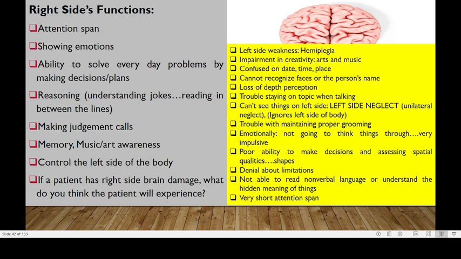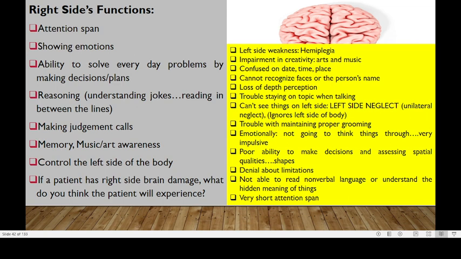And if the patient has a right side brain damage, what do you think will happen? The patient is going to have problems with left-sided weakness because the right side controls the left side. The patient is going to have impaired creativity, music, be confused, cannot recognize faces or persons, loss of depth perception, trouble staying on topic because of the attention span here, guys, can't see things on the left side. A right-sided brain, they normally have the left side neglect.